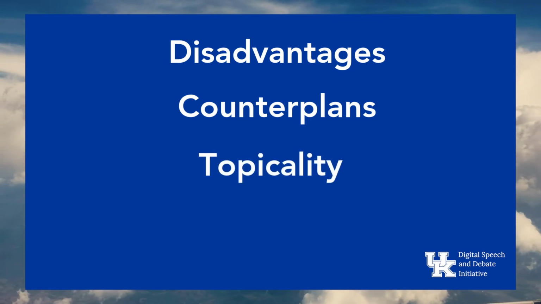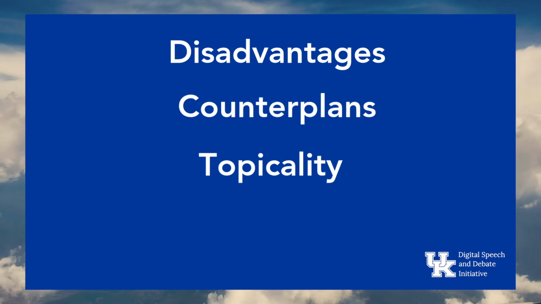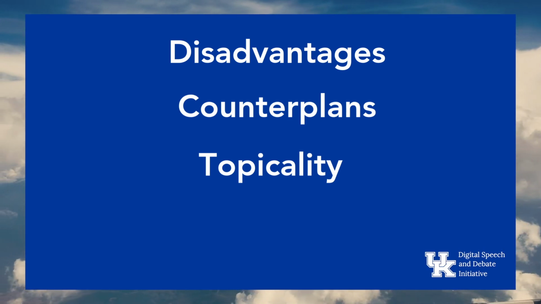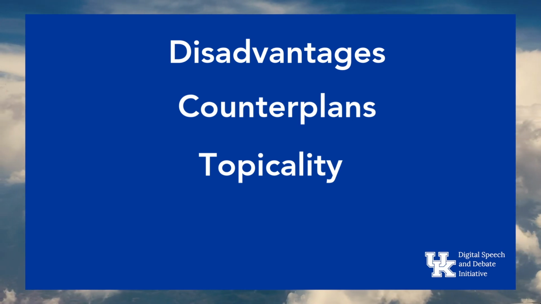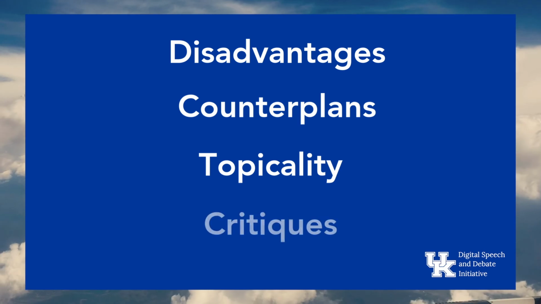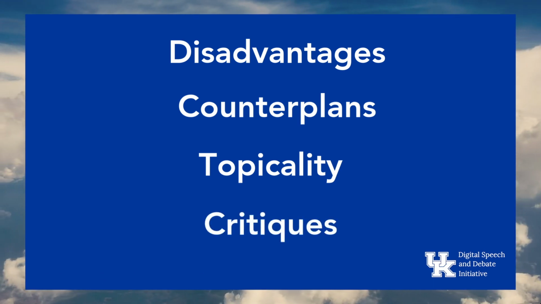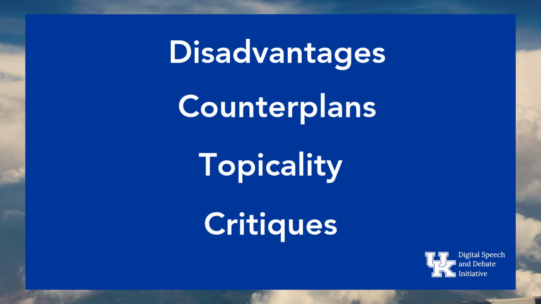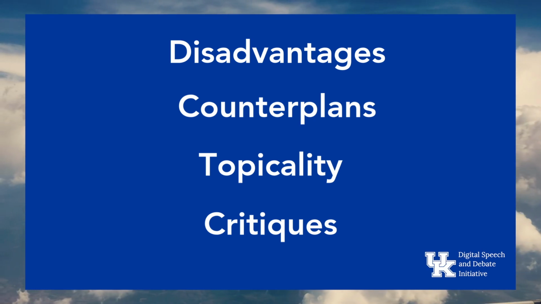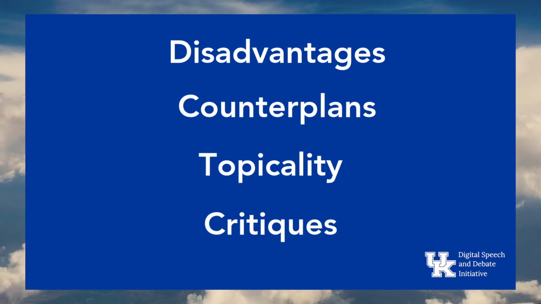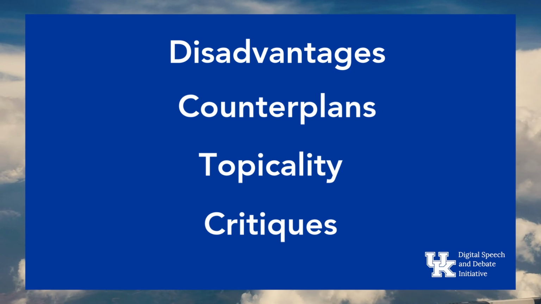Topicality. Topicality is an argument that says the plan is not within the bounds of the resolution. The argument is based off debating what the words in the resolution mean and what they should mean for the purposes of debate. Critiques. A critique is an argument that challenges the assumptions, methodology, knowledge production, or ideology behind an affirmative. These arguments rely on what academia refers to as critical theory. We'll talk about all of these genres of argument in their own videos.